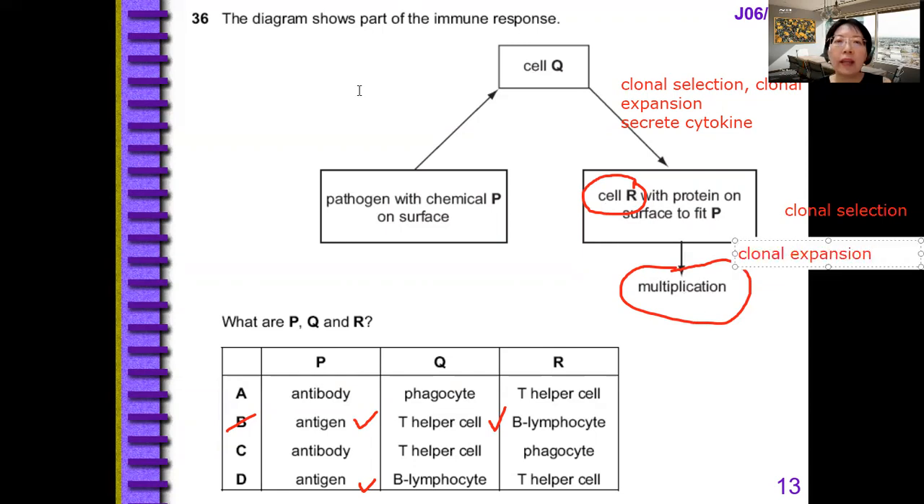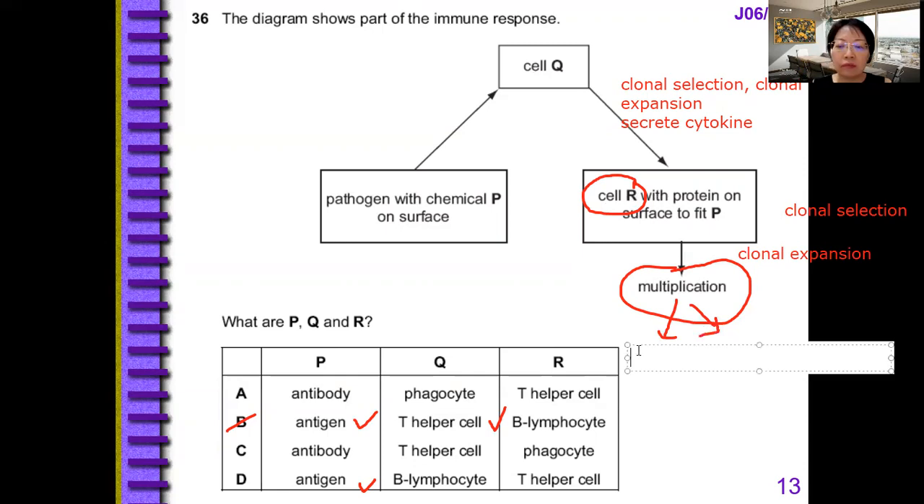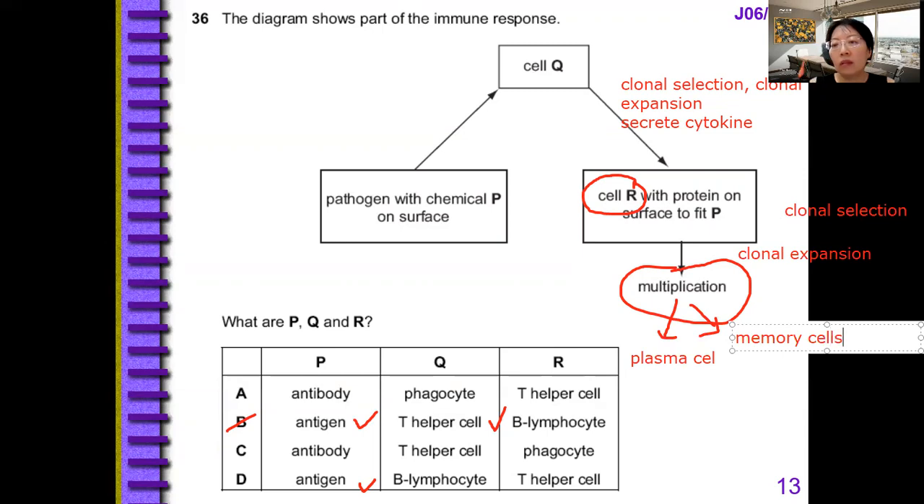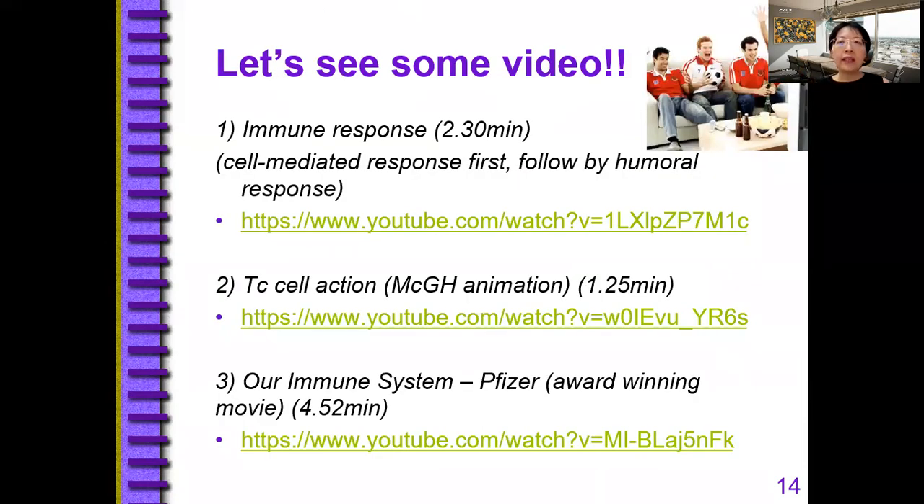That means divide and differentiate into two types of cell. The active cell is the plasma cell. And then of course the second type of cell is the memory cell. Of course, there must be a lot of cells, right? Plasma cells and memory cells. Okay, so let's continue. Let's see some video.